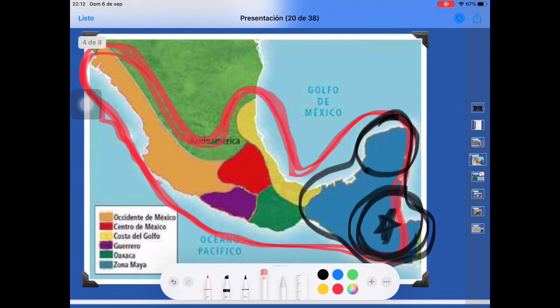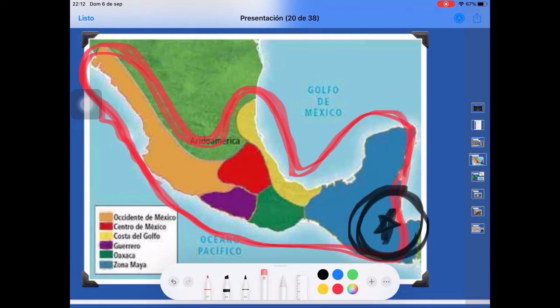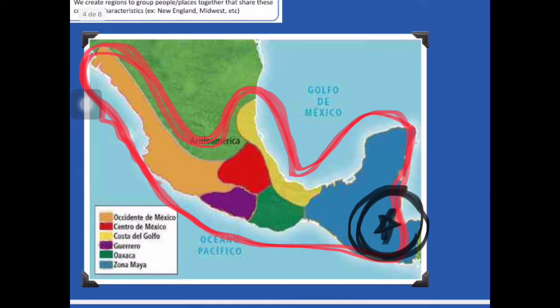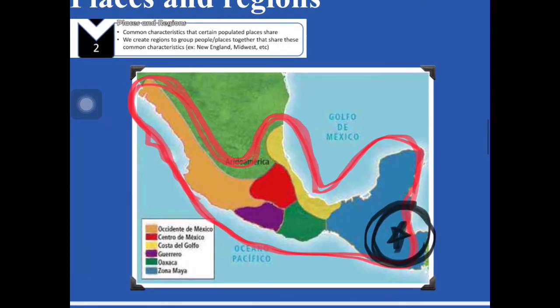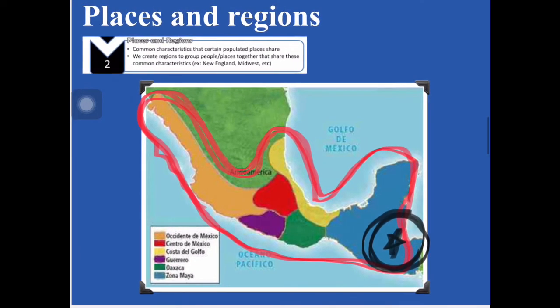But again, the region that you want to use and the size of the region that you want to use, that depends on what you are going to try to study. But remember, a region is just a group of places that share something. And what do they share? That depends on what you want to study.